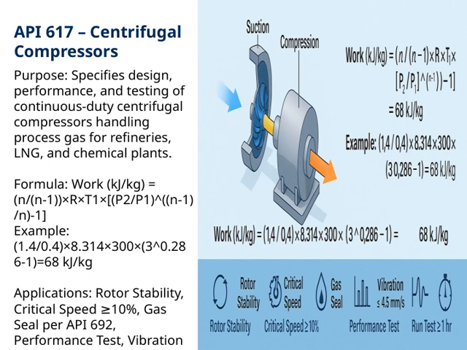Moving on to applications, API 617 emphasizes key factors such as rotor stability, ensuring the rotor stays balanced and operates smoothly. Critical speed should be at least 10% above the operating speed to prevent resonance issues. Gas seals, which are covered under API 692, are vital for preventing leaks.